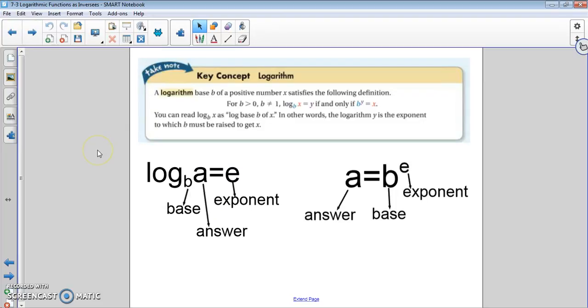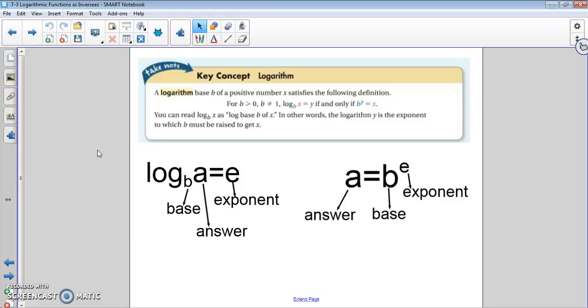So a logarithm base b of a positive number x satisfies the following definition. For b greater than 0 and not equal to 1, log base b of x is equal to y if and only if b to the y power is equal to x. So you can read this as log base b of x, or the logarithm is an exponent to which b must be raised to get x.